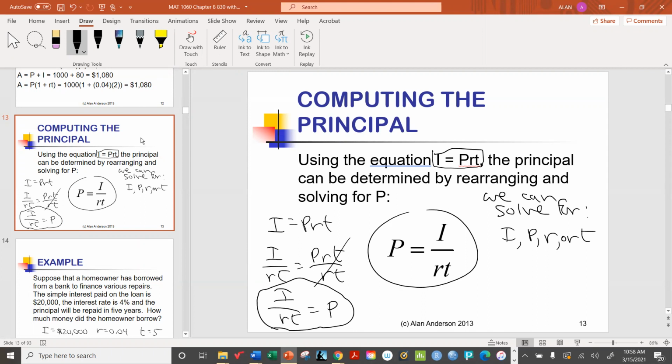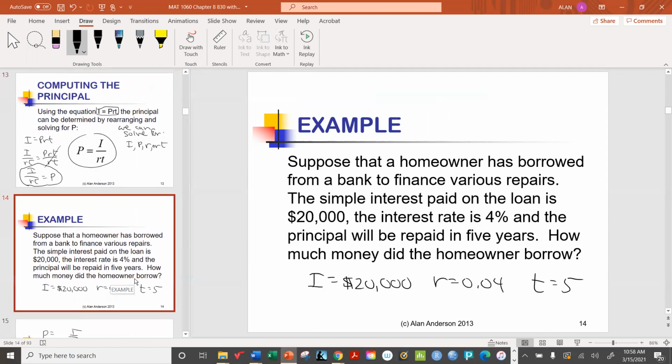So you should be able to tell from the problem what information they've given you and what they're asking you to do. In other words, if they ask you how much a person has borrowed or lent, then they're asking you for the principal. Like this case, where a homeowner has borrowed from a bank to finance repairs, which happens all the time if you own a house, and this person ended up paying $20,000 in simple interest. Let's say the rate is 4%, and the money was borrowed for 5 years. How much must this homeowner have borrowed if he ends up paying $20,000 in simple interest?